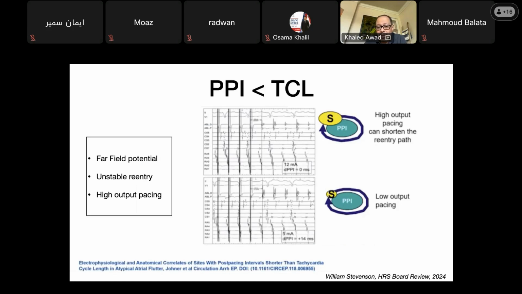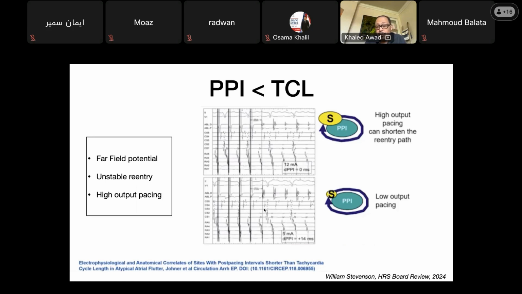Another possibility is that you're measuring your PPI to a far field electrogram. So you're essentially measuring a shorter PPI. So try to figure out your near field electrogram. Try to look at what you paced and what you captured before and what was not present on the electrogram when you were pacing and what is present now, and kind of do that subtraction in your head.